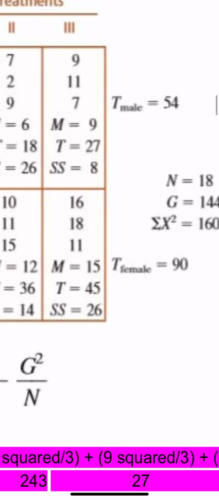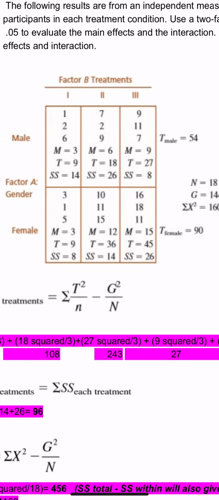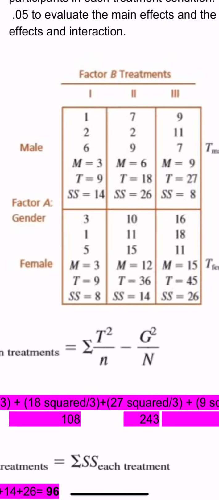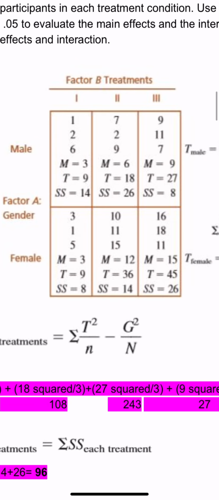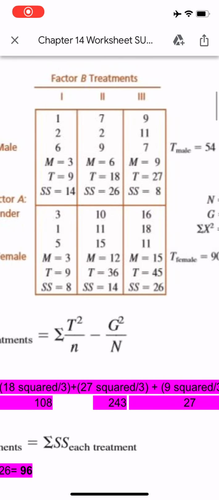And if you look to the right, this will be the T of the row. So you have columns, which go vertically, which are the treatments, and you have rows, which go horizontally, which is the gender factor.